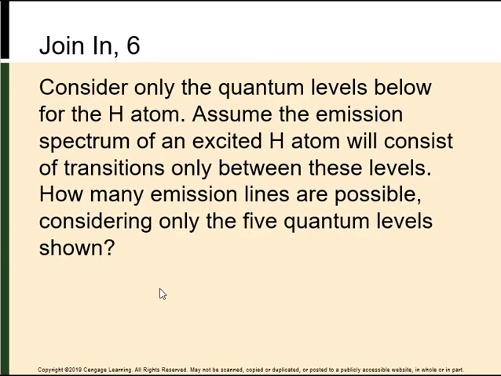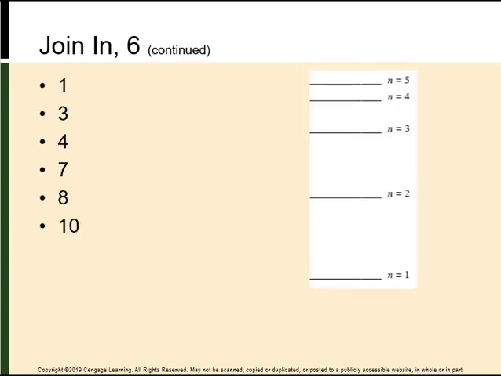All right, let's look at a couple questions. Let's say that we're looking at a hydrogen atom, so 1 electron. Assume the emission spectra of an excited hydrogen atom will consist of transitions only between these levels. How many emission lines are possible considering only the 5 quantum levels shown? So we're given 5 different quantum levels. How many different transitions can 1 electron do?